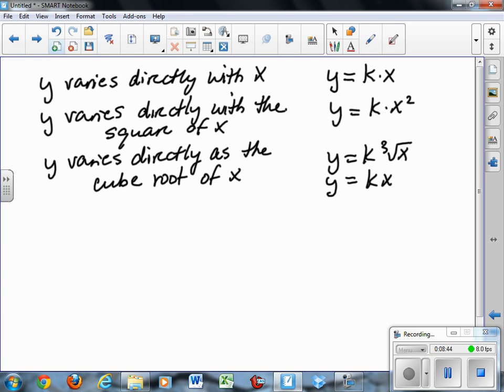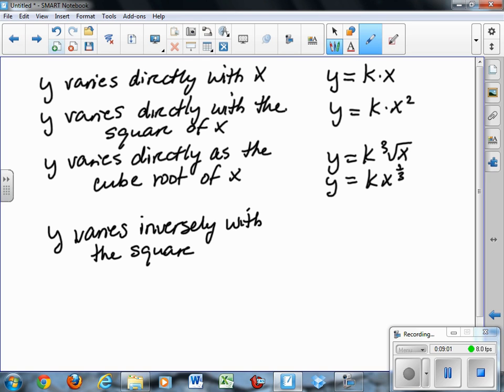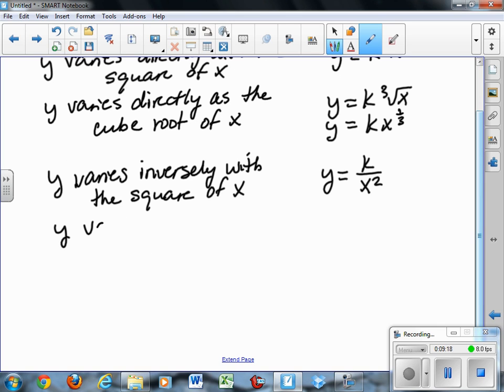Now what about inversely? We could say y varies inversely with the square of x. So y equals k over x squared. So in other words, as x increases, y is decreasing. So I put the x squared at the bottom, but notice the constant still goes in the numerator. Or just y varies inversely with x. So y equals k over x.